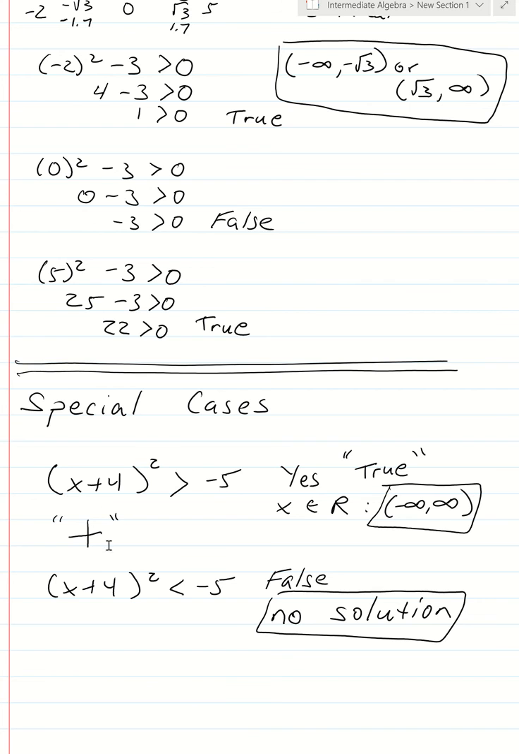You have to look carefully at whether it's greater than or less than the negative quantity. Since the left side will always be positive, a positive number is always greater than any negative number. That's when you write all real solutions, negative infinity to infinity. If we have a positive quantity less than a negative number, that is always false, and that's why we write no solution.